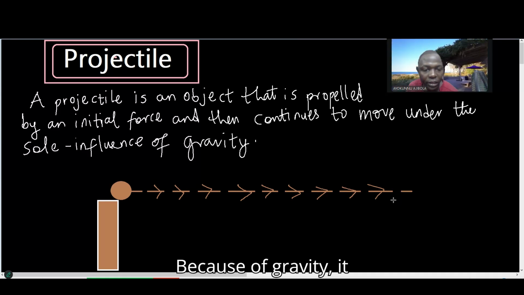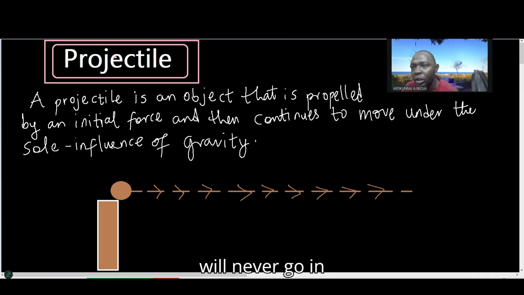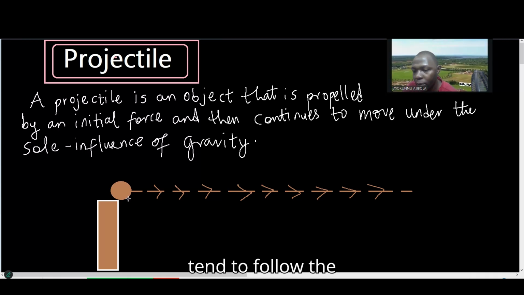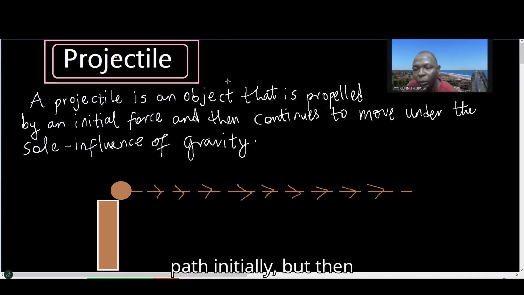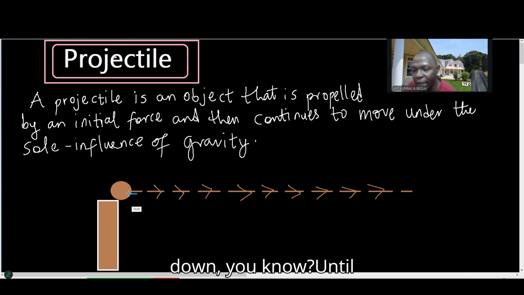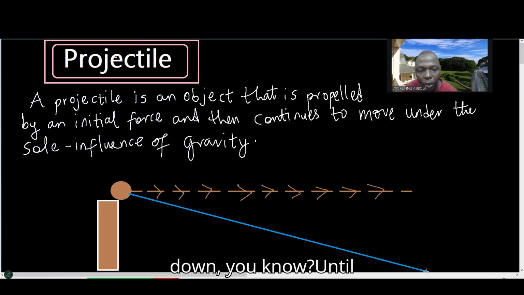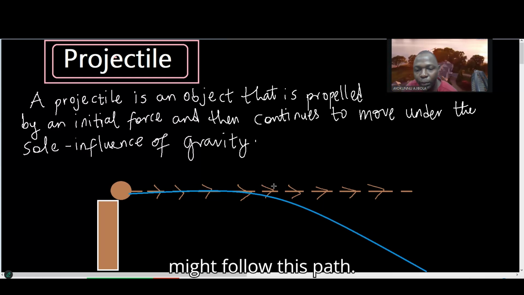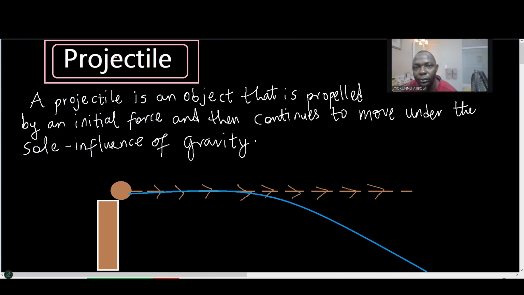Because of gravity, it will never go in this path. It might tend to follow the path initially, but then it's going to move down, until it reaches somewhere here. Then it might follow this path. Do you understand now?